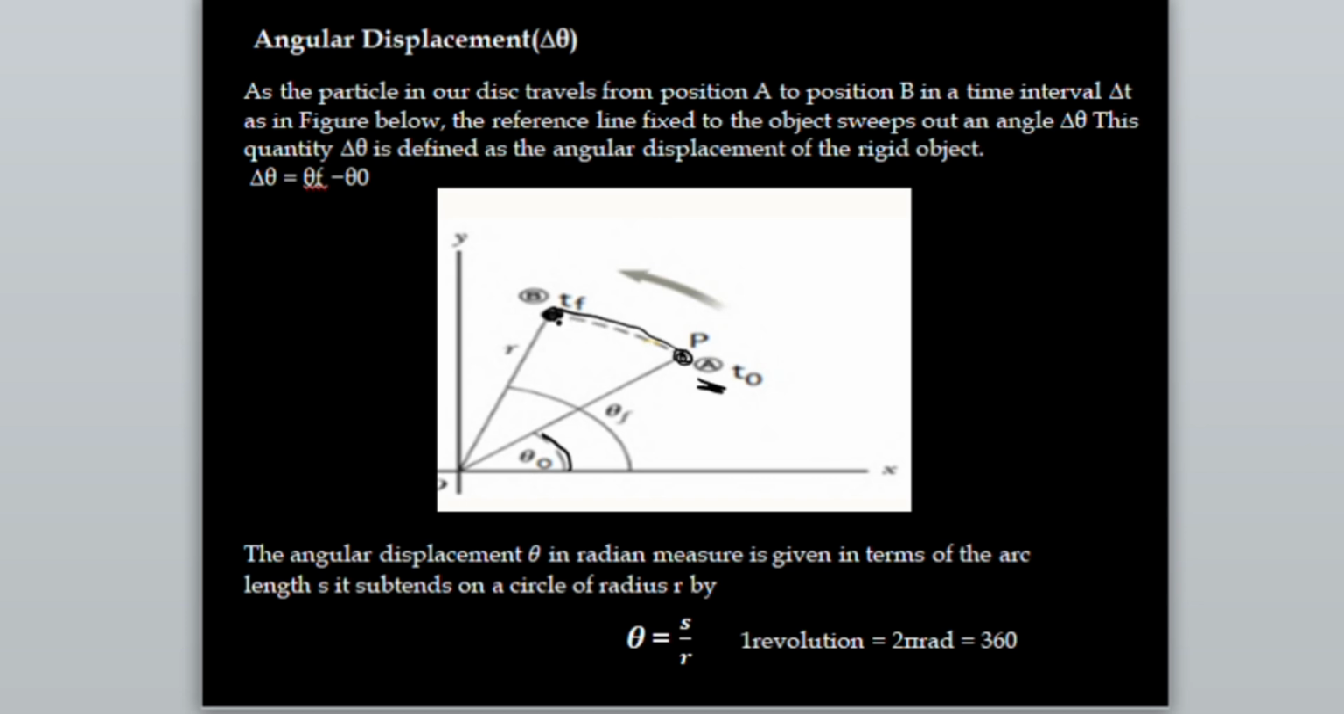It moves from point A to point B. When it starts at point A there is the initial time t naught, and when it arrives at B there is the final time t final.